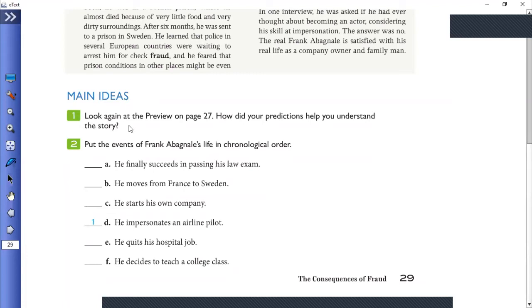How did your predictions help you understand the story? Probably it gave you an idea of what to really lean into, listen to. Now, put the events of Frank Abagnale's life in chronological order.